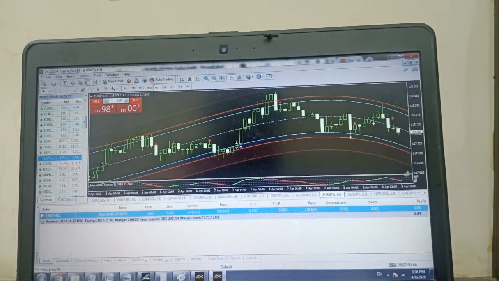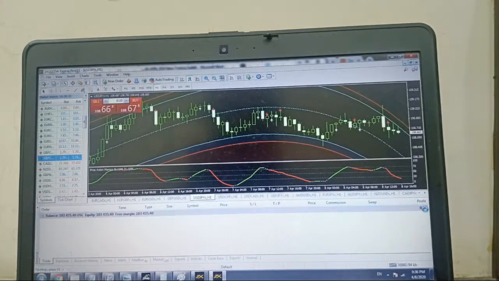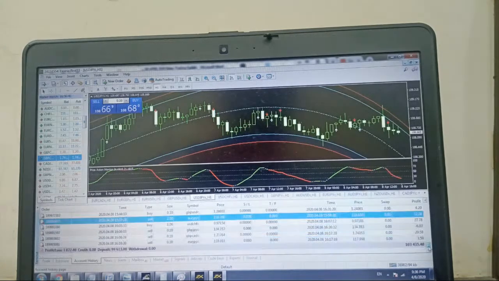Okay, guys, we also have a profit on USD JPY, so let's get rid of it as well. Great Britain Pound JPY, okay, I'm going to close it as well. So, guys, we have closed all the trades, and we have made a profit overall so far.